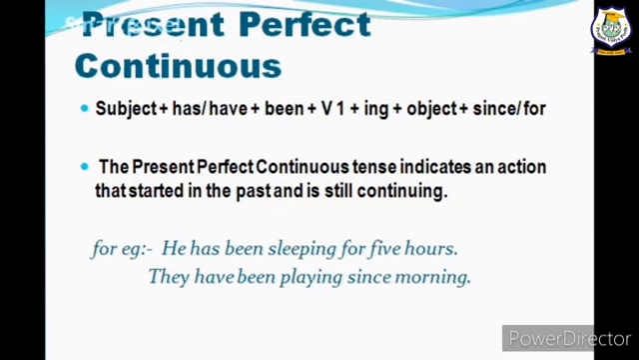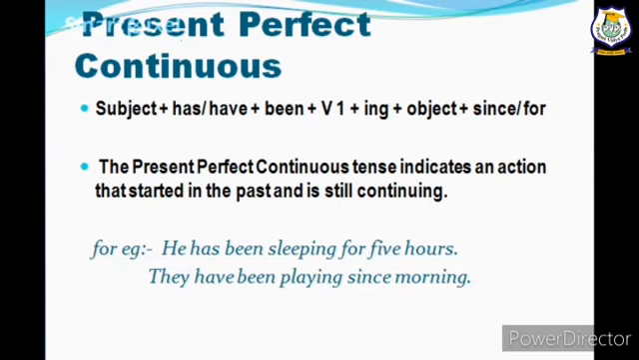The last subcategory of the present tense is present perfect continuous: subject plus has, have plus been plus verb first form plus ing plus object plus since, for. The present perfect continuous tense indicates an action that started in the past and is still continuing. For example, he has been sleeping for 5 hours, they have been playing since morning.